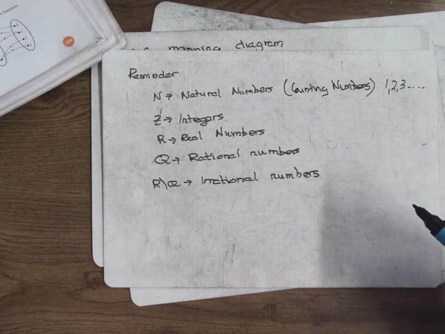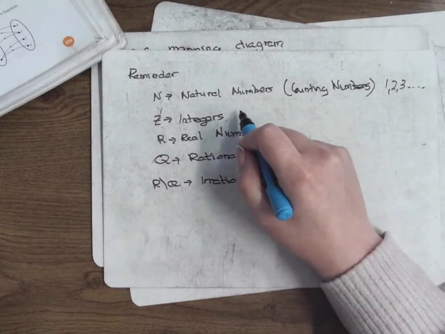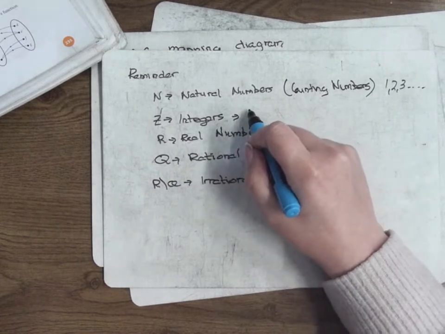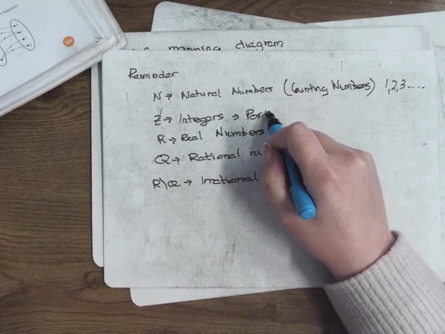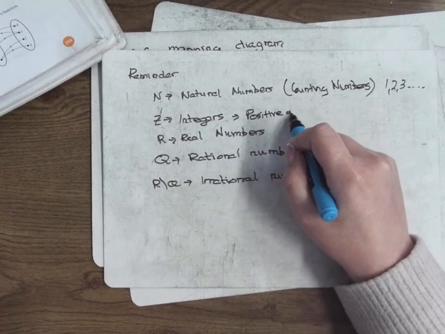I got tired there, right? Z are the integers. You know what integers are. Tell me what integers are. Positive and negative whole numbers. So positive and negative.